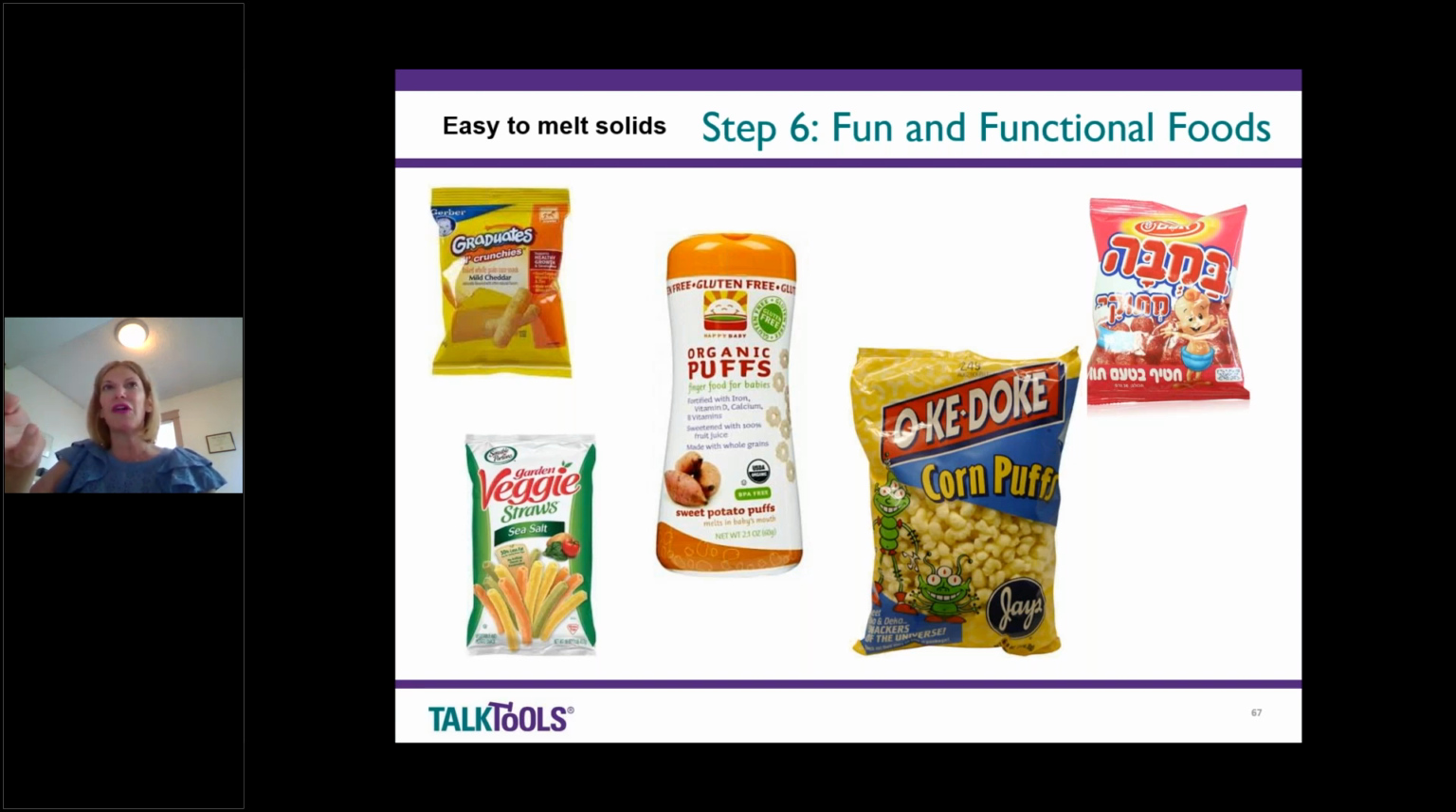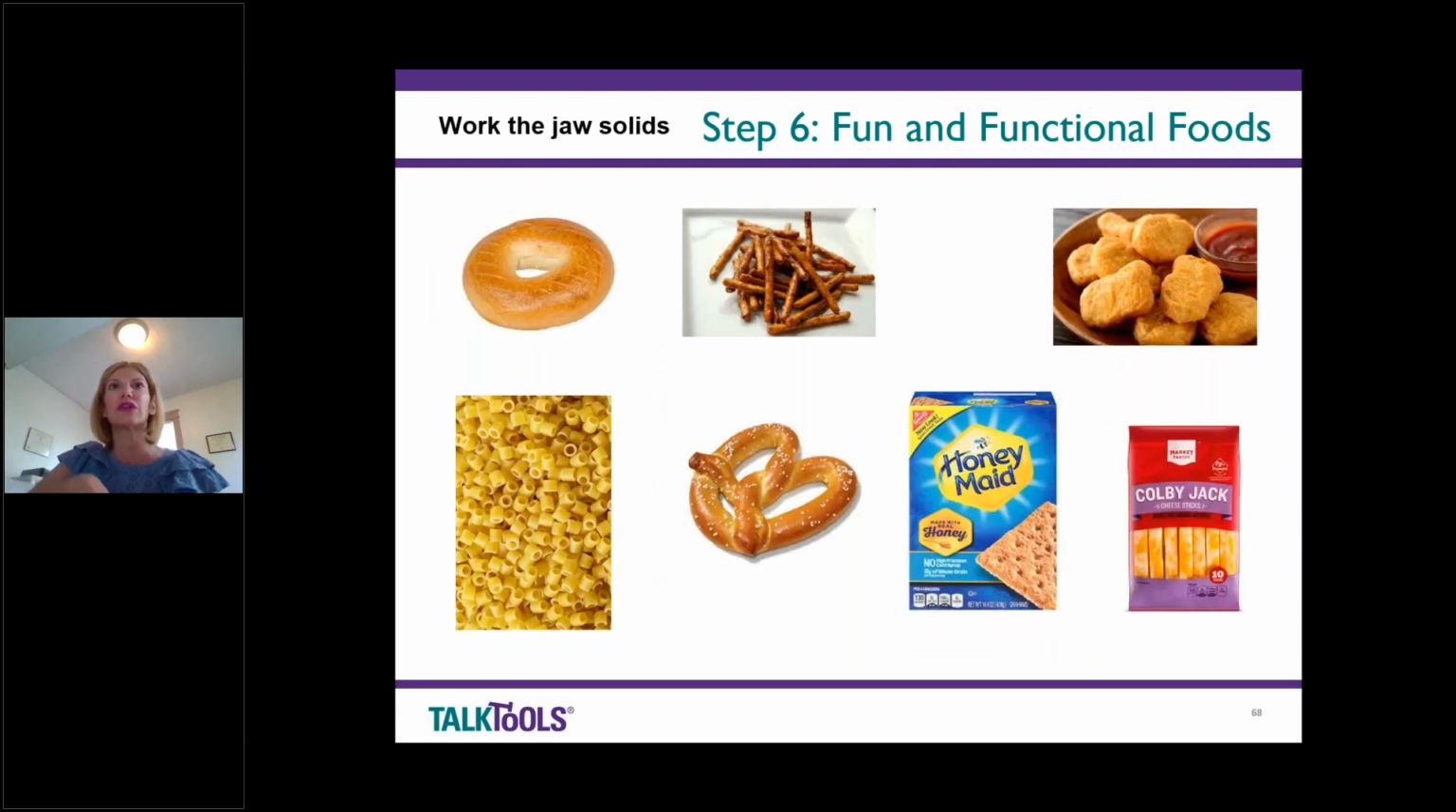fish is introduced very early. So these have like a shrimp kind of flavor. We have in Israeli culture, Bamba, and they're flavored with peanut butter. They're all the same kind of easy-to-melt textures.